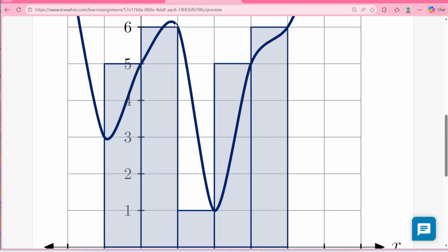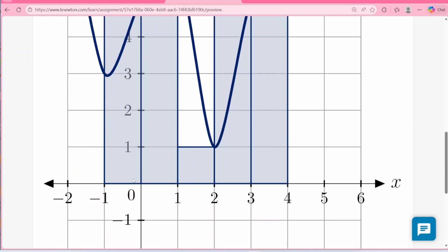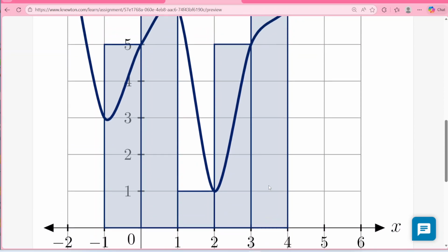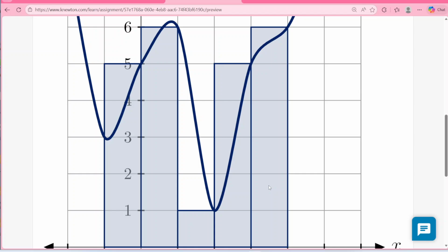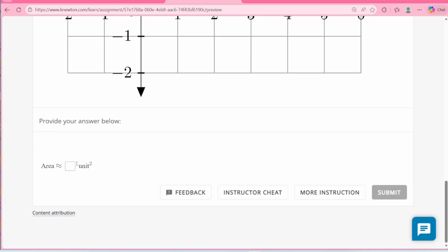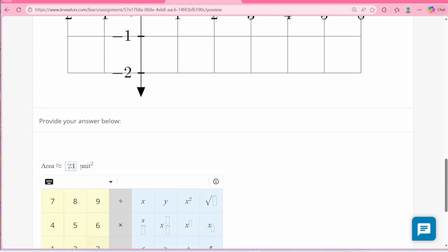So the area under this dark blue curve, over the interval from negative 1 to 4, is approximately 23 square units. And that's all I'm filling in here, 23.